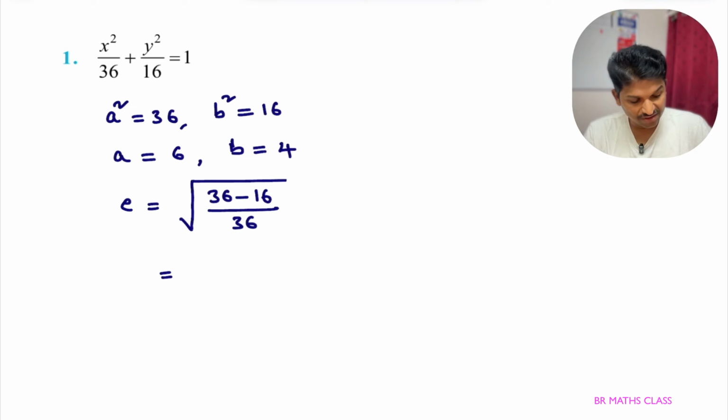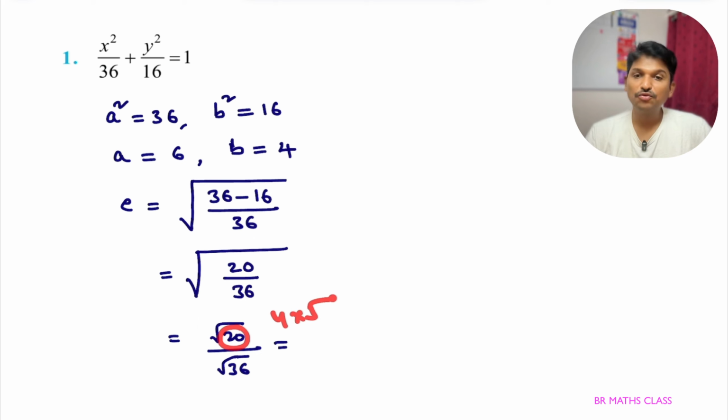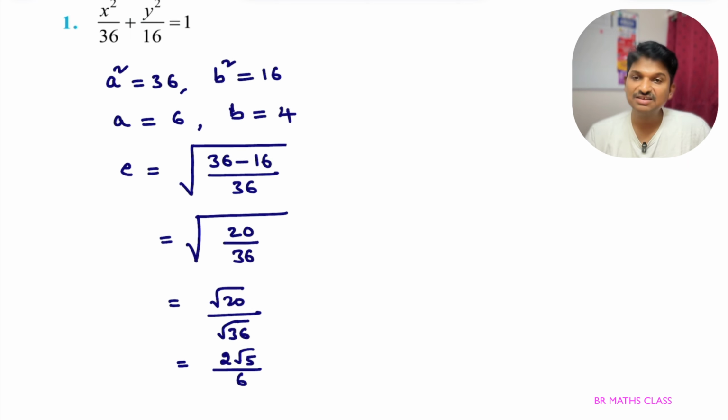Okay. Now we will simplify this eccentricity. 36 minus 16 is 20. 20 divided by 36. This can be written as root 20 divided by root 36. This 20 is there, na? 20 can be written as 4 into 5. So root 20 is 2 root 5. You can understand this. And root 36 is 6. Now you see this 2 will get cancelled in this. So we got eccentricity as root 5 divided by 3. So now I know a value as 6, b value as 4, and e value is root 5 divided by 3. Once you know this a value, b value and e value, you can start finding all the things one after another.